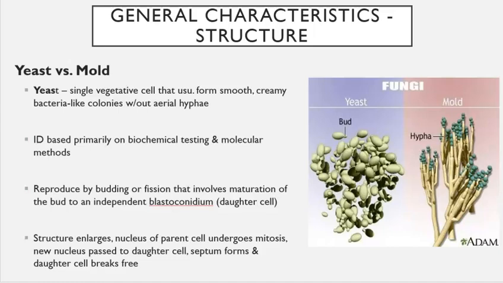Yeast reproduce by budding or fission that involves maturation of a bud to an independent blastoconidium, or a daughter cell. The structure enlarges and the nucleus of the parent cell undergoes mitosis. A new nucleus passes to the daughter cell. The septum forms and the daughter cell begins to break free. So if you look over to the yeast, the side with the yeast, you see the parent cell is the larger cell, and this smaller bud, this is the daughter cell. So let's look at that a little bit closer on the next slide.